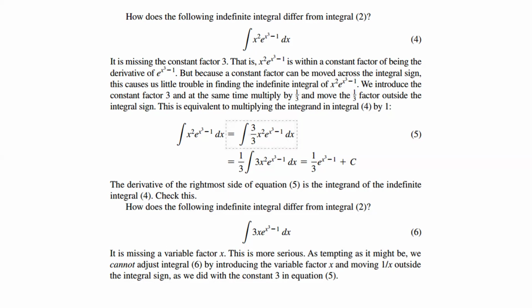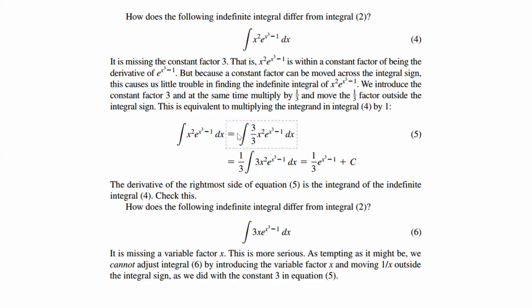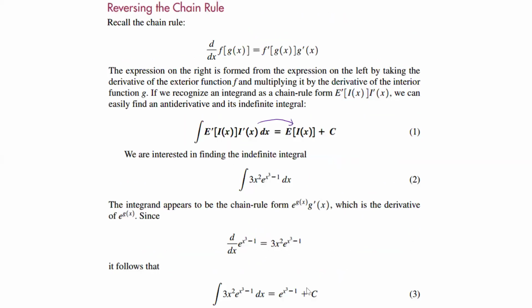So what we have to do is introduce this constant factor 3 and at the same time multiply by 1/3 and move that 1/3 outside the integral sign. This is basically the equivalent of multiplying the integral by 1. So we start with this, and we multiply it by 3 so that it looks the same as this. But then we also have to bring that 1/3 out in front. So we're going to have 1/3 of whatever this is. Basically now we have 1/3 of this instead of what we had down here, which was e to the x cubed minus 1.